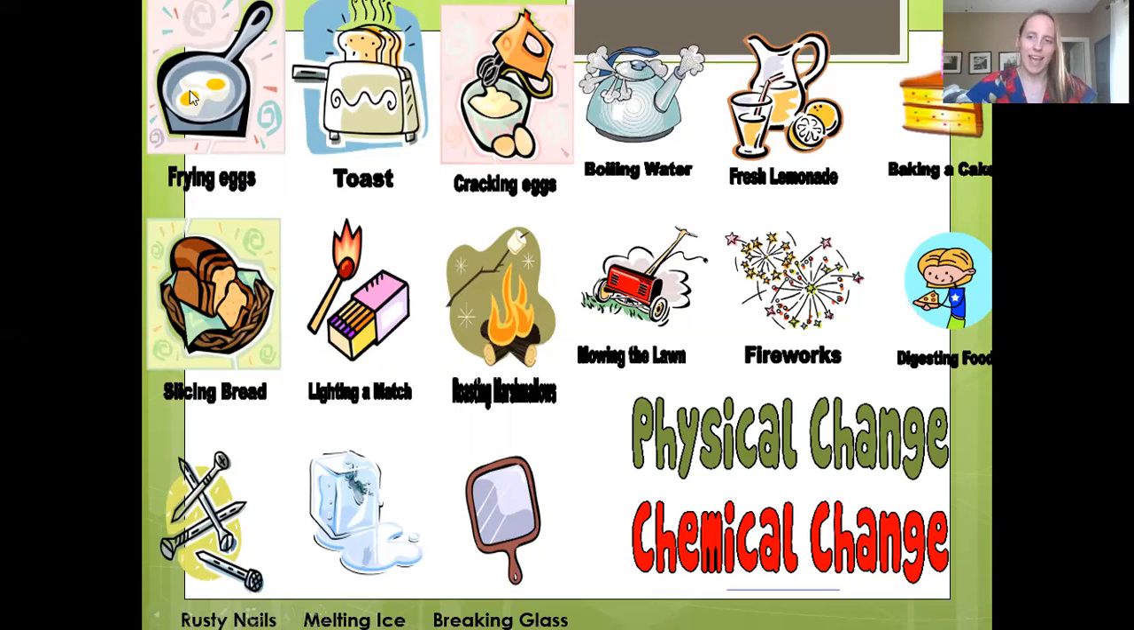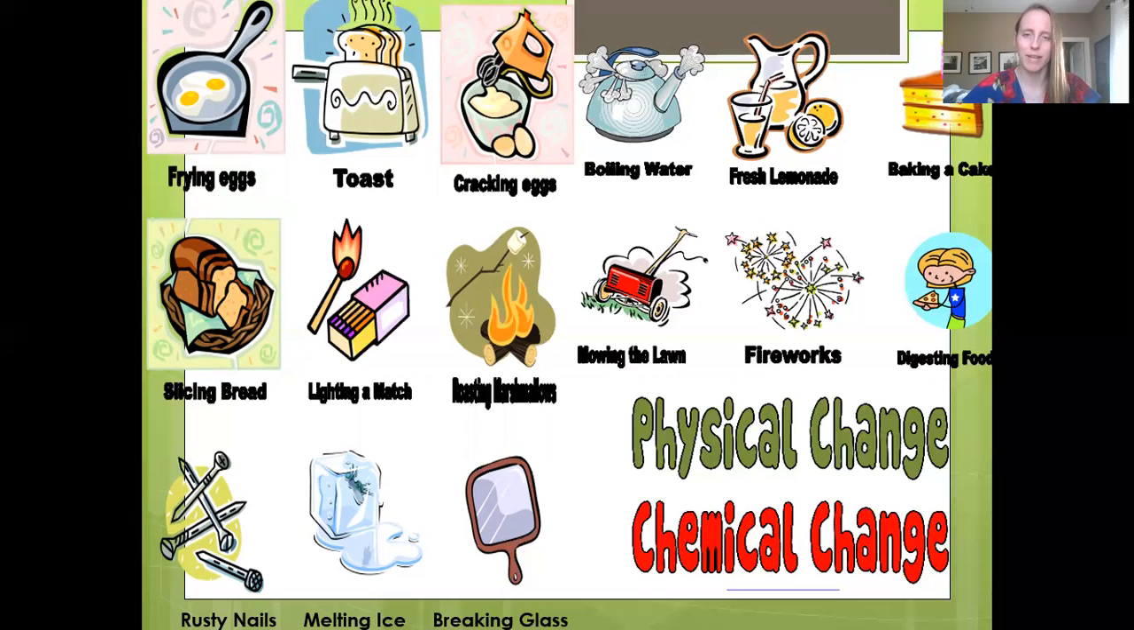Okay, so frying an egg, that is a chemical change. We know that because it goes through a color change. For instance, the whites go from clear to a solid white. Toast, if you toast bread to make toast, that is also a chemical change because the toast changes color. There's also a smell associated with it. Cracking eggs, that is a physical change. You have broken the shell, but nothing about the color or the smell or anything like that of the shell has changed. Boiling water, that is also a physical change.